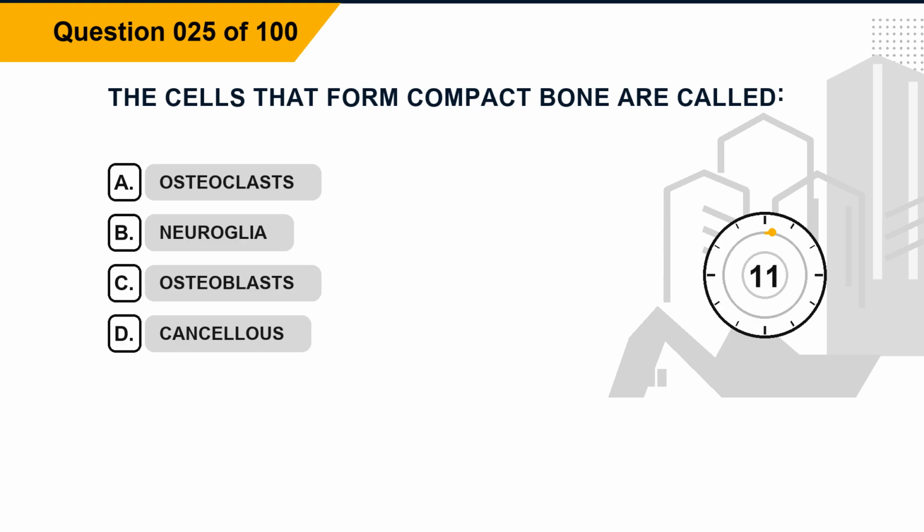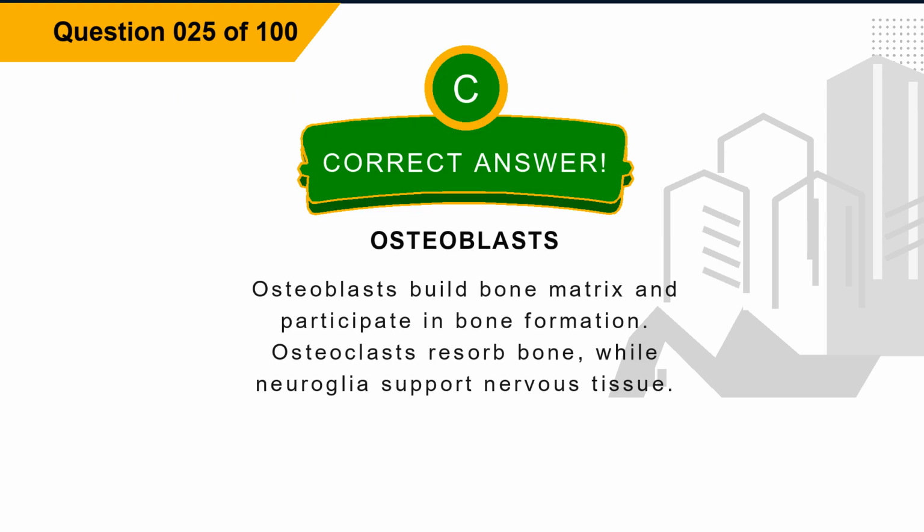Question 25. The cells that form compact bone are called. Option A, osteoclasts. Option B, neuroglia. Option C, osteoblasts. Option D, cancellous. The correct answer is option C, osteoblasts. Explanation. Osteoblasts build bone matrix and participate in bone formation. Osteoclasts resorb bone, while neuroglia support nervous tissue.